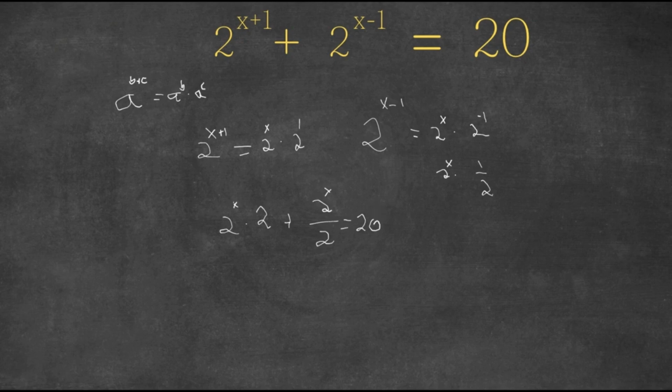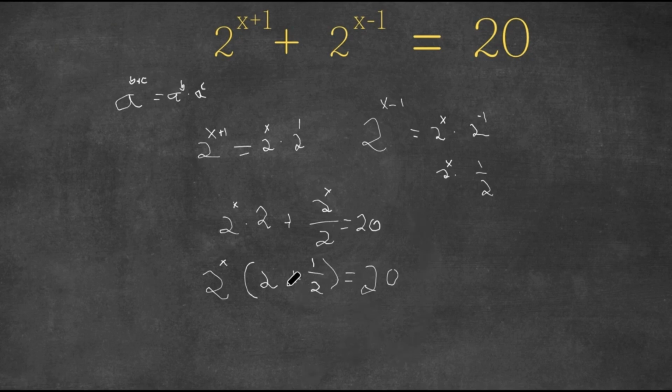So now, as you see, we have our equation, and if you notice, we have two terms with 2 to the power of x. So now what we're going to do is factor out 2 to the power of x. If we factor out 2 to the power of x, we get 2 to the power of x times 2 divided by 2 to the power of x, which is simply 2, plus, this is the same thing as 1/2 times 2 to the power of x. So 1/2 times 2 to the power of x divided by 2 to the power of x is simply 1/2. So we have 2 to the power of x times (2 plus 1/2) equals 20.